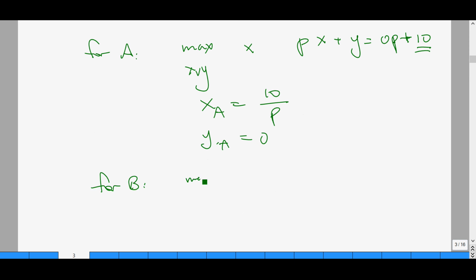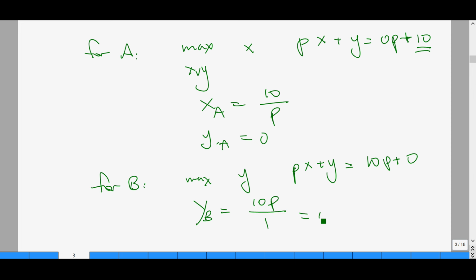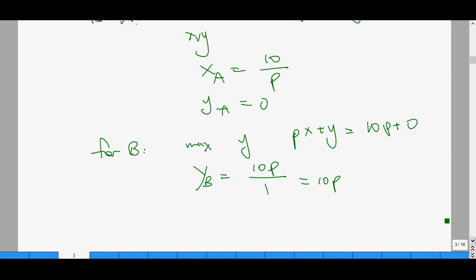So that's for A. That demand is very easy to get. So for B, I maximize y subject to the same thing, 10p plus 0. So yb is equal to, I spend all the money on y, so the price of y is 1. So it's just 10p. And similarly, xb is equal to 0. So that demand is very fast too.